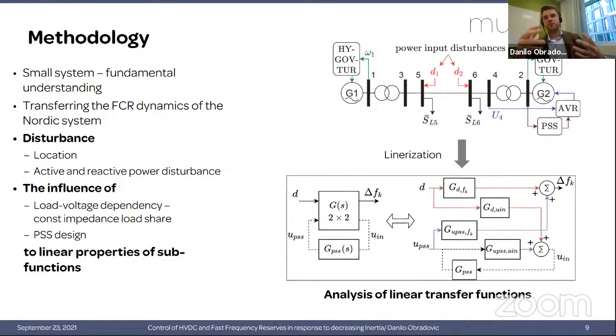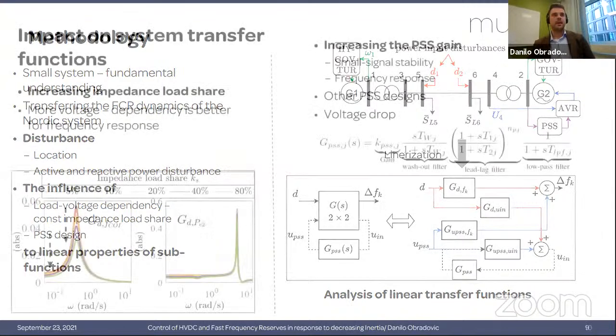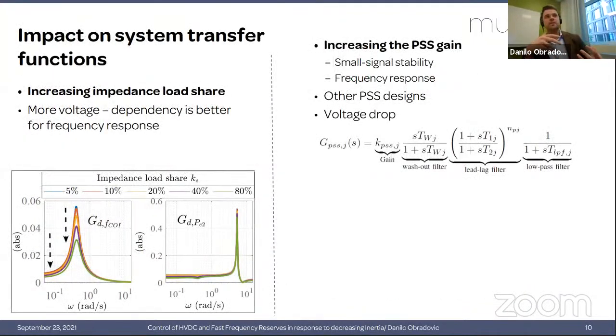When we analyze a specific controller and its impact, we also analyze the properties of these sub-transfer functions and how they behave with different load models. For example, on the left side, you see a transfer function from disturbance to center of inertia. When you increase the constant impedance share in the system, this function decreases, which is natural. When you have more voltage dependent load, it's better for your frequency response. On the other side, the function that relates disturbance and the electrical power output doesn't change so much.